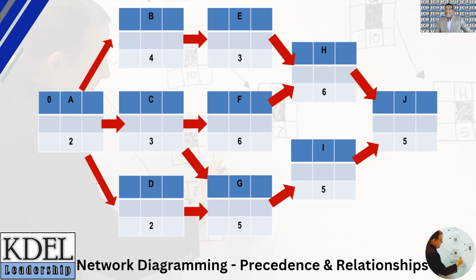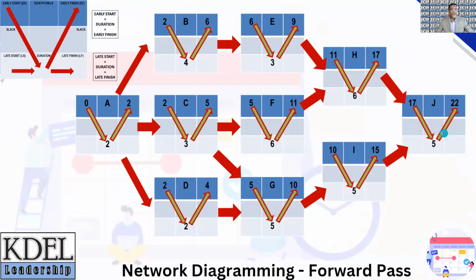Activity E can only be started when activity B is done. Activity F can only be started when activity C is done. Activity G can only be started when activities C and D are done, and on until you arrive at the last activity J, which can only be started when activities H and I are completed. Once you understand this, we can go on to our first steps in calculating slacks, which involve forward and backward passes.